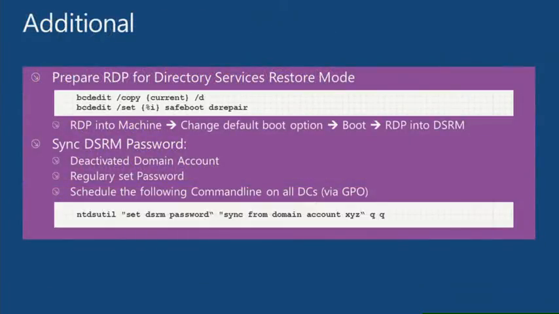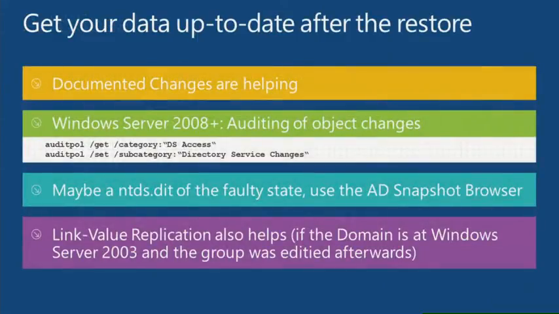We have some additional commands here. Here's also the synchronization thing, so lots of additional information to read afterwards. Here in Windows Server 2008 and higher, we have auditing of object changes. So you can enable this one, then it's telling you, okay, this attribute had this value before and this value after, if something is changing.